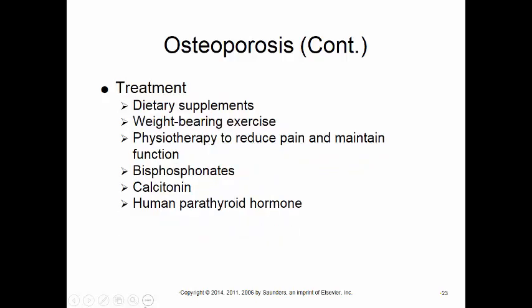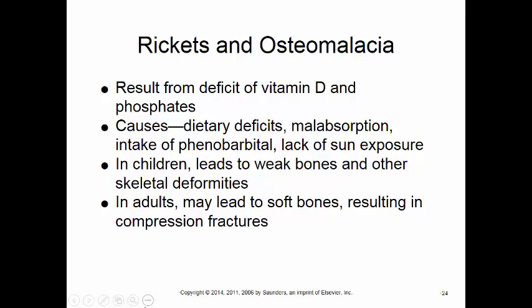Treatment is dietary supplements, weight-bearing exercise, physiotherapy to reduce pain and maintain function, bisphosphonates, calcitonin, which is going to cause bone to develop, and human parathyroid hormone. Okay. For the breaking down and building up of the bone.